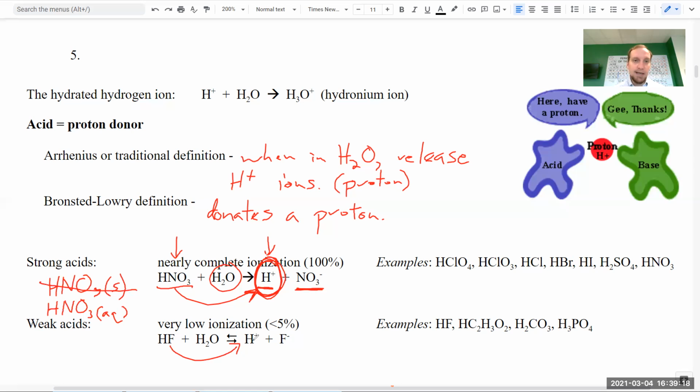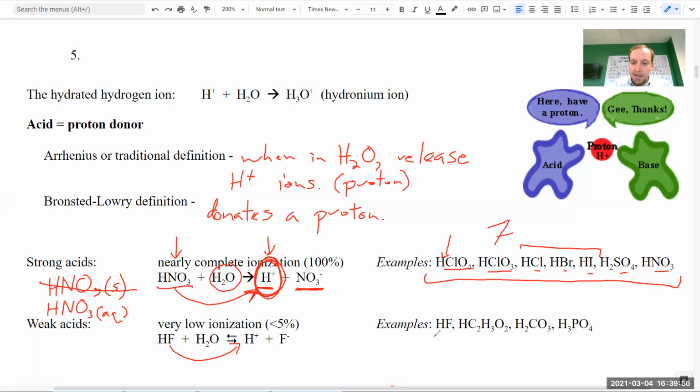There are 7 strong acids. You guys need to be aware of these. There are 7 strong acids. We have chloric acid, hydrochloric acid, hydrobromic acid, hydroiodic acid, sulfuric acid, and nitric acid. Those are the 7 strong acids. You'll notice that 3 of them are halogens: chlorine, bromine, iodine. These 2, of course, are related: we have nitrate and sulfate. So those are the 7 strong acids.